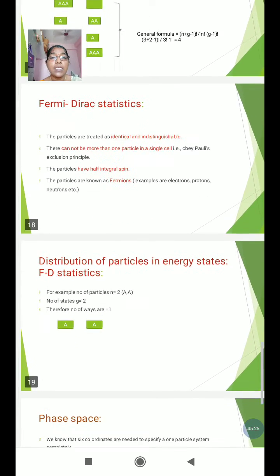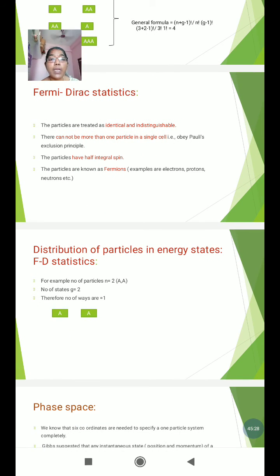Next, let us see the distribution of particles in energy states in the Fermi-Dirac statistics. For example, if we take two particles, all these two particles are the same particles. I told already, in Fermi-Dirac statistics also, particles are identical and indistinguishable. There is no difference between the particles. So here the number of particles is 2, those are A, A, same particles, and number of states G is equal to 2.